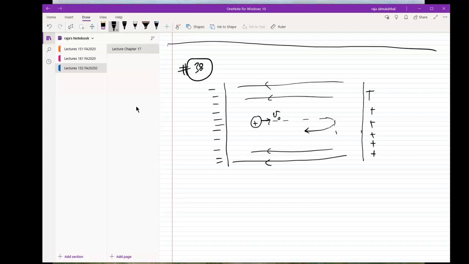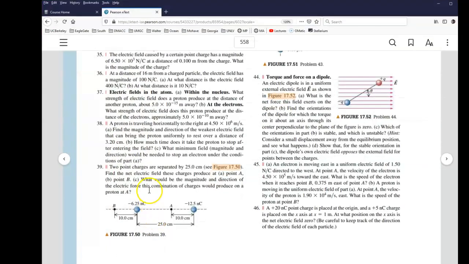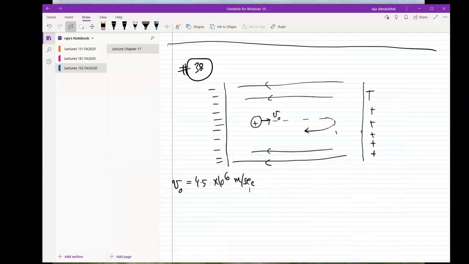That's called a DCA. Okay, so you shoot the electron with velocity 4.5 times 10 to the 6 meter per second. What other data does he give me? Find the magnitude and direction of the weakest electric field that can bring the proton uniformly to rest over a distance of 3.2. Okay, so what he's saying, what is the intensity of this electric field, this one? What's the intensity if the electron can go only for a distance of 3.2 centimeter before it returns, before it reaches the DCA? You see what I'm saying?